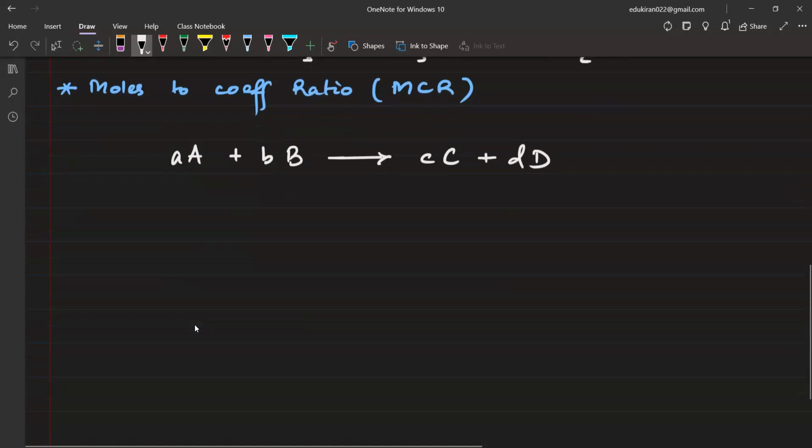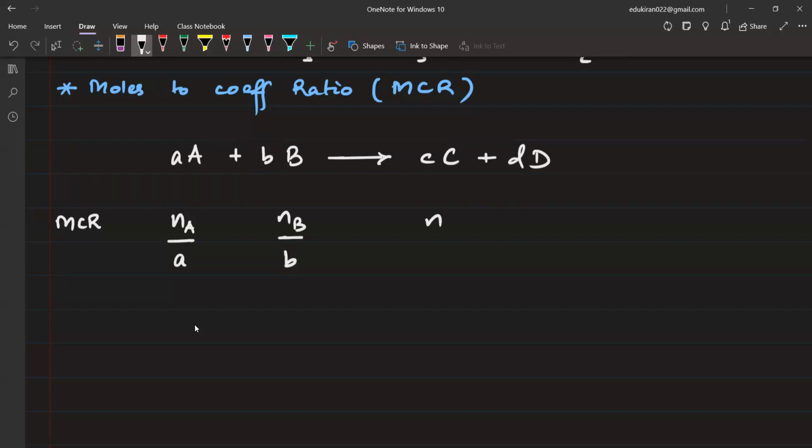Now, if I want to talk about MCR, please see. MCR will be the number of moles of A, capital A is the chemical species, divided by small a. Then this will be the number of moles of B divided by small b, number of moles of C divided by small c, and number of moles of D divided by small d.